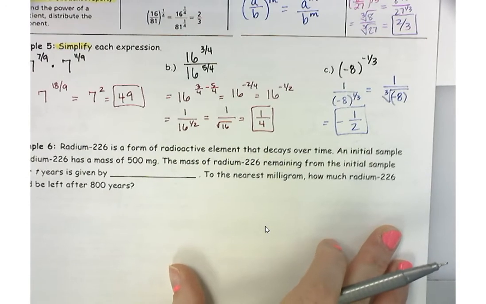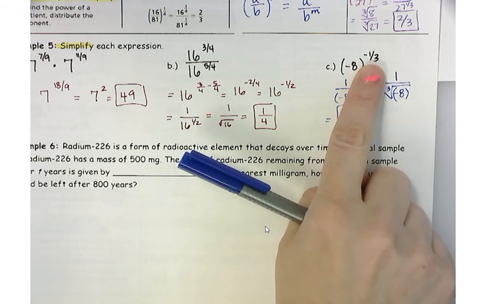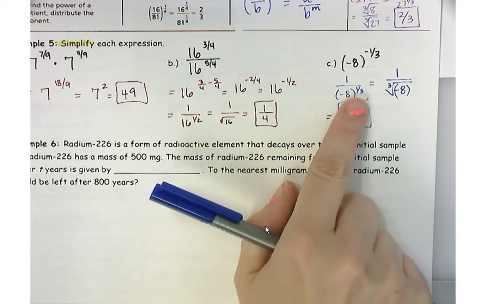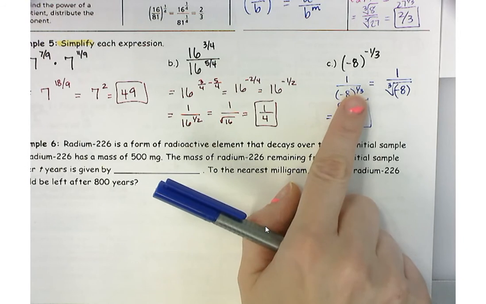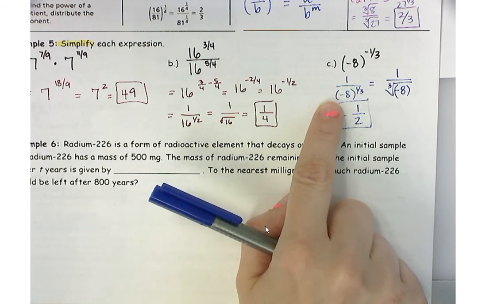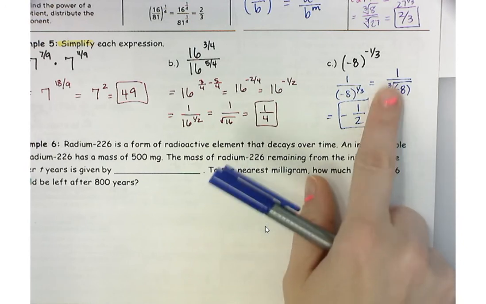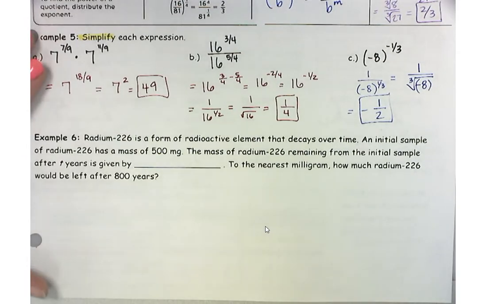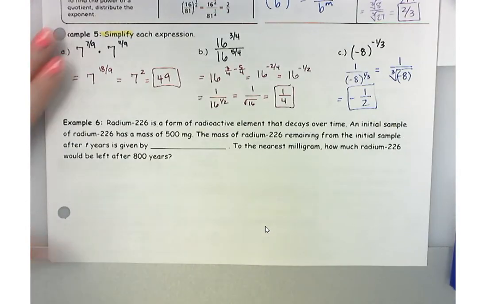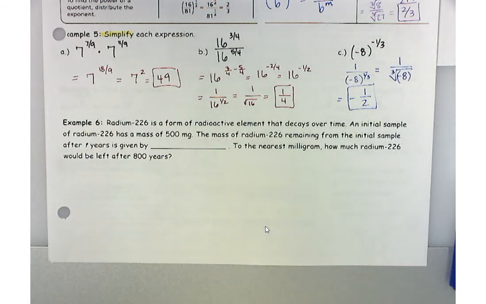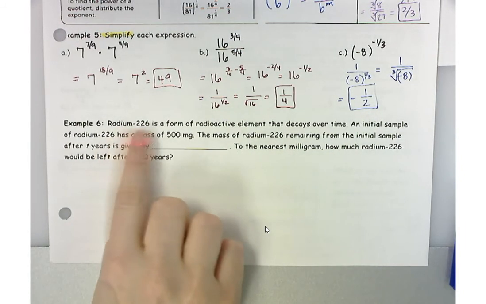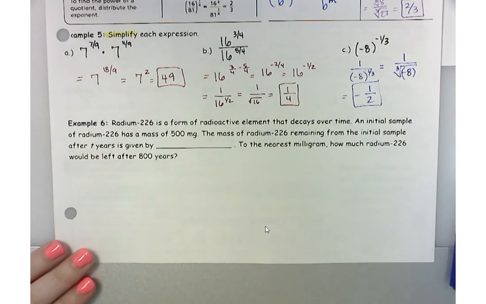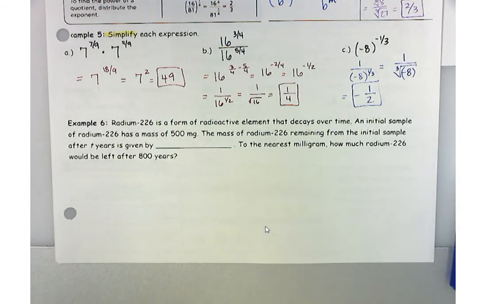All right, for our story problem, example 6, radium-226, that is the name of the element. It's a radioactive element that decays over time. The initial sample of radium-226 has a mass of 500 milligrams. So based on what we did in chapter 4, we were looking at radioactive elements that decay. And I remember that whenever it talked about an initial amount, that was something that's important. So that's probably something I'm going to want to highlight. So the initial sample was 500 milligrams. I don't need to highlight this number. This is the name of the element.